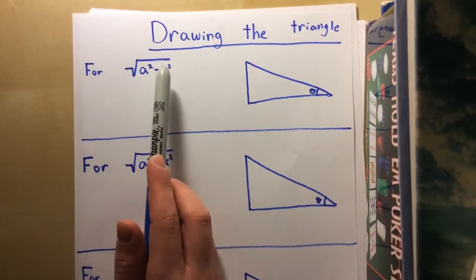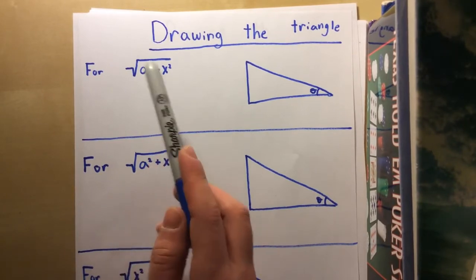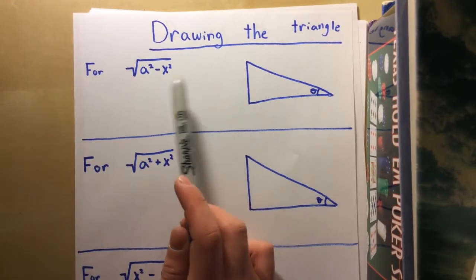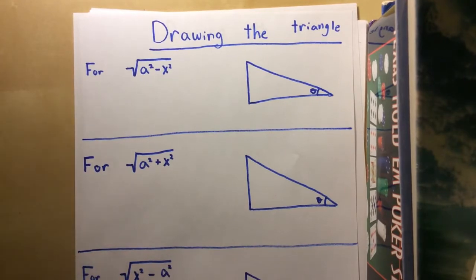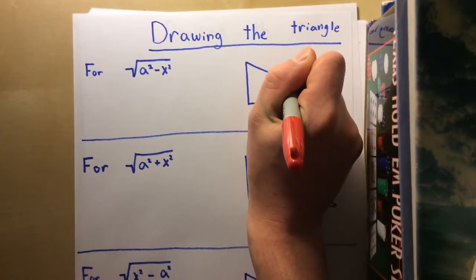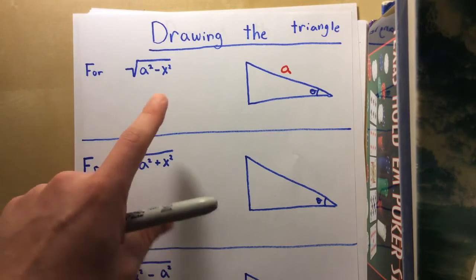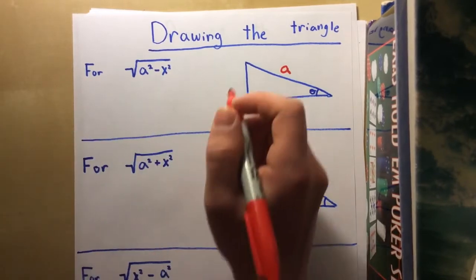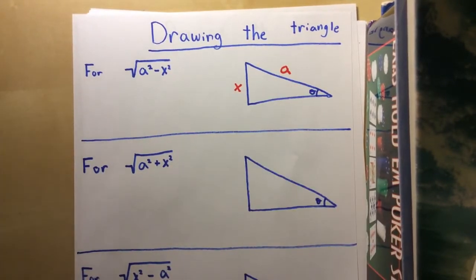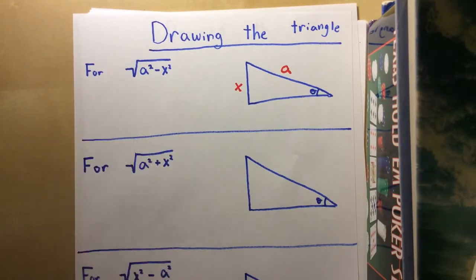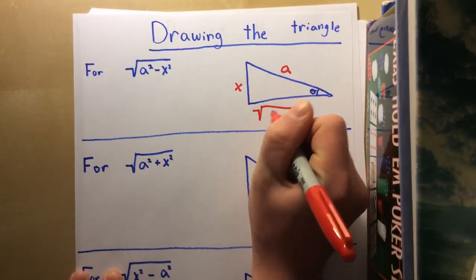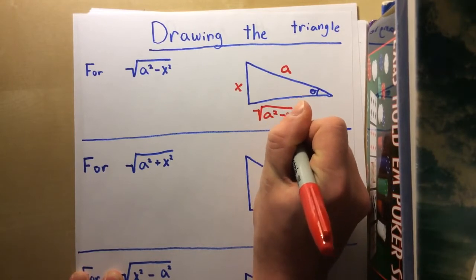So when we have the square root of some number squared minus another number squared, that is one form of the length of the leg of a right triangle with the hypotenuse of the first number. So right away we can tell that the hypotenuse is going to have length a. Now we also know that one of our legs is going to be x. And finally, this is the expression for the length of another leg. So our third side is simply going to be that expression, the square root of a squared minus x squared.